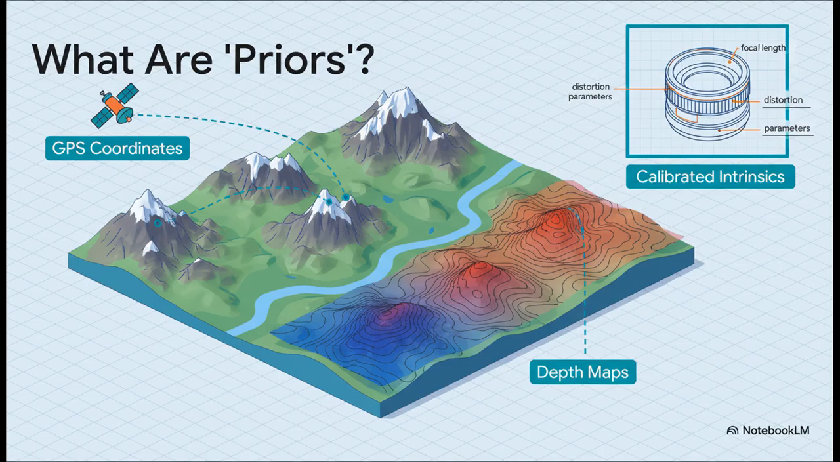Here's an analogy. Imagine you're a map maker. A satellite photo is a great start. But what if you also had the exact GPS coordinates of the satellite, and you knew the specs of its camera lens, and you had a survey showing the elevation of the terrain?